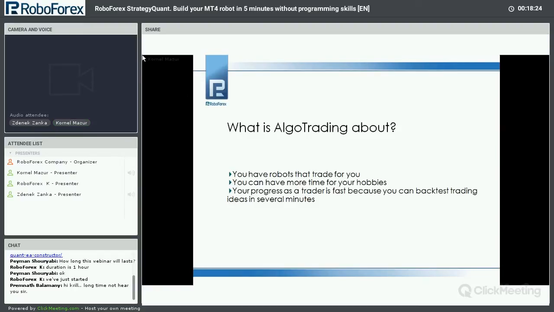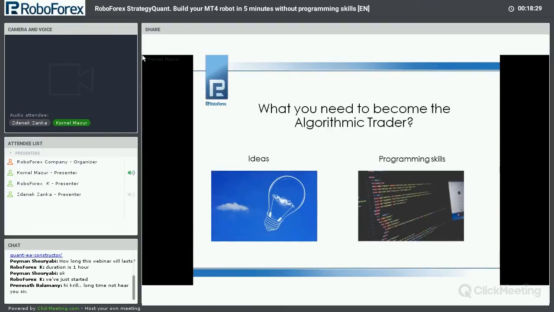So, now let's discuss what resources you need if you want to become an algorithmic trader. There are two basic things that you need, but we will see later that it's not really true. But the common answer, what do you think is needed? Ideas and programming skills. You need to have some idea, like when to open a trade, what conditions should be met, and what market to trade.